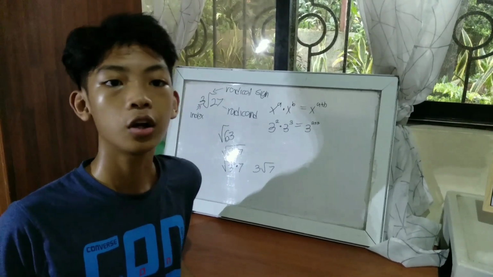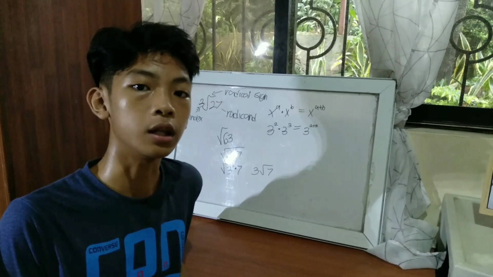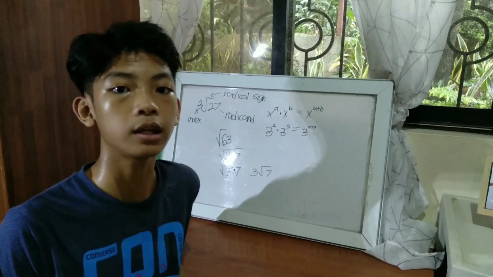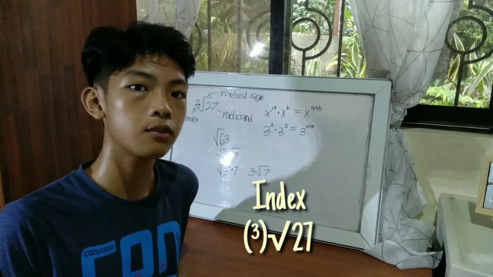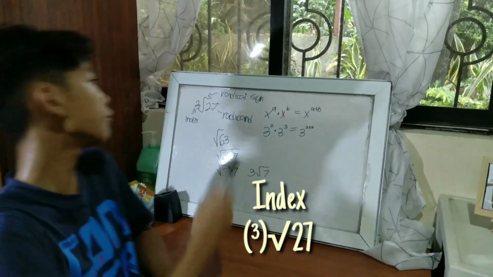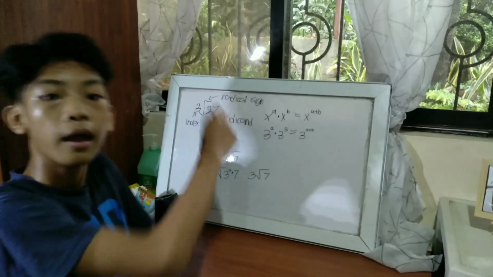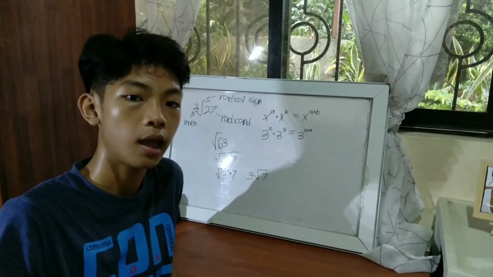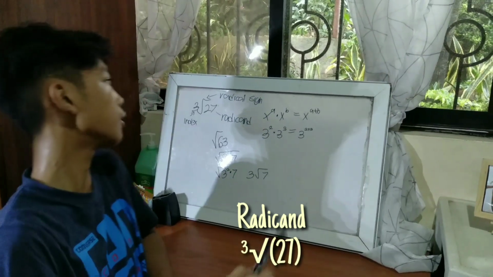Today, I shall teach you about radicals, specifically the parts of a radical and how to simplify radical expressions. There are three main parts inside the radical. Those are the index, the radical sign, and the radicand. The index is the small number to the left of our radical sign, and the radical sign looks similar to a check mark. And then the radicand is the number within the radical sign.